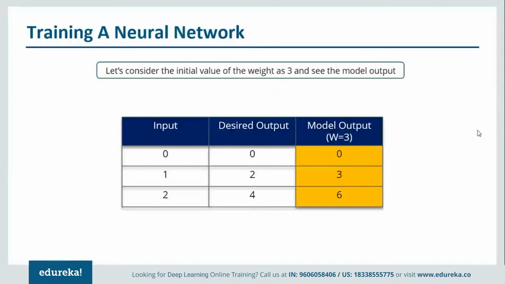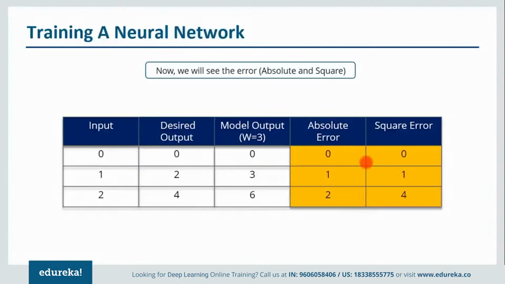So I initialize my weight and keep the value as 3. The model output will be 3 into 0 is 0, 3 into 1 is 3, 3 into 2 is 6. Obviously it is not equal to the desired output, so we check the error. The error here is 0, 1 and 2, which is nothing but the difference: 0 minus 0 is 0, 3 minus 2 is 1, 6 minus 4 is 2. This is called the absolute error. After squaring this error, we get the square error, which is 0, 1 and 4.